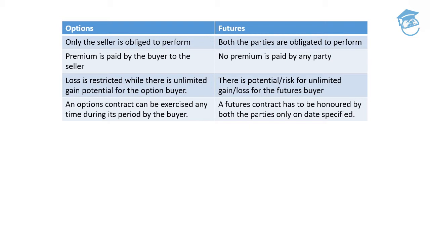However, in the case of a future, the contract has to be honored by both parties only on a specific date. Most likely that specific date is the last Thursday of the month. That is what goes on in the market. Usually that date ranges from 26 to 28, keeping in mind which Thursday it comes on. So these four are the major differences between options and futures.